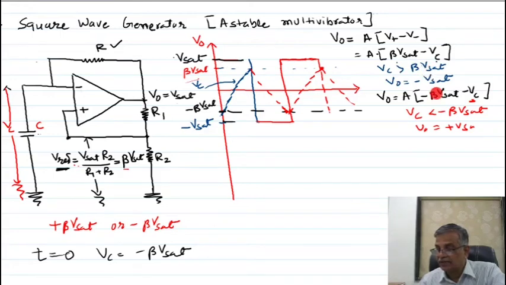Immediately the output becomes negative. So this becomes negative. This has how much voltage? Beta V set. So now this has a positive voltage, and this is negative. The capacitor starts discharging from plus beta V set towards minus V set, after charging from minus V set to plus V set.